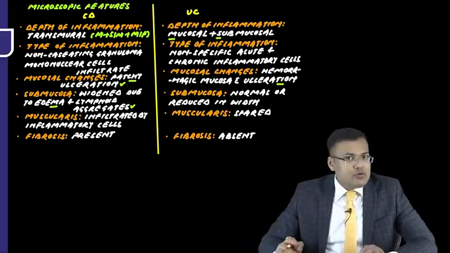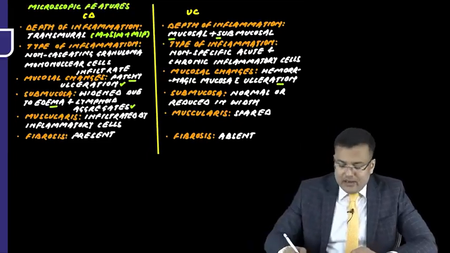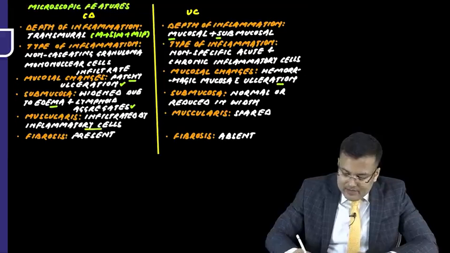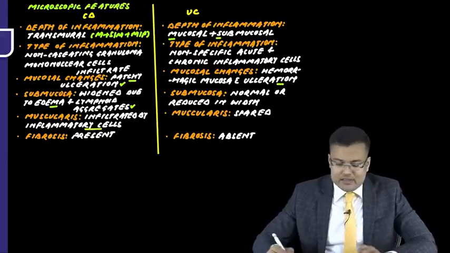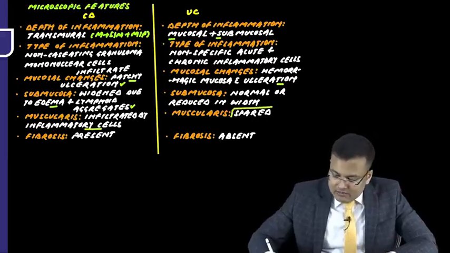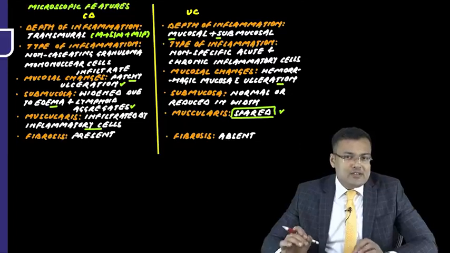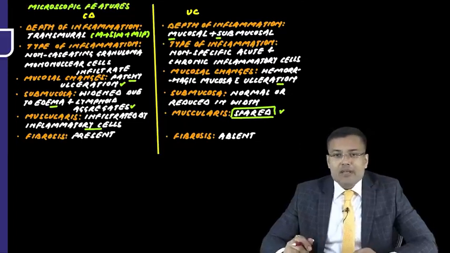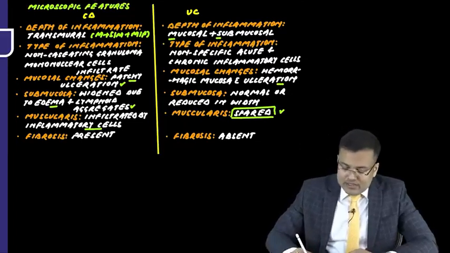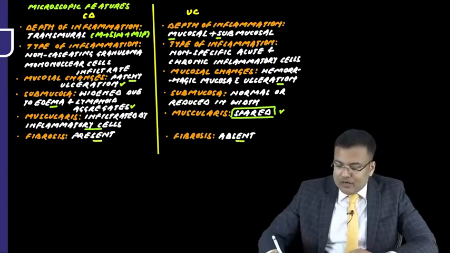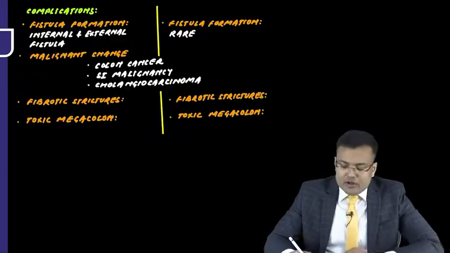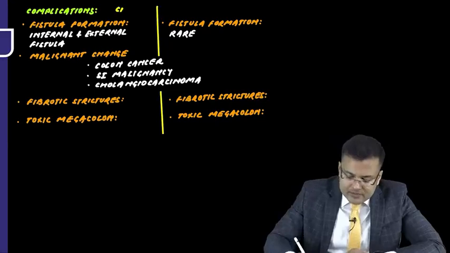If you see muscularis in Crohn's disease, it is infiltrated by inflammatory cells. But we discussed that in ulcerative colitis, the muscularis propria is spared. And we discussed two important findings. Fibrosis and stricture are more common in Crohn's disease. So fibrosis is present, but in ulcerative colitis, fibrosis is absent. Now see the complications in Crohn's disease and in ulcerative colitis.